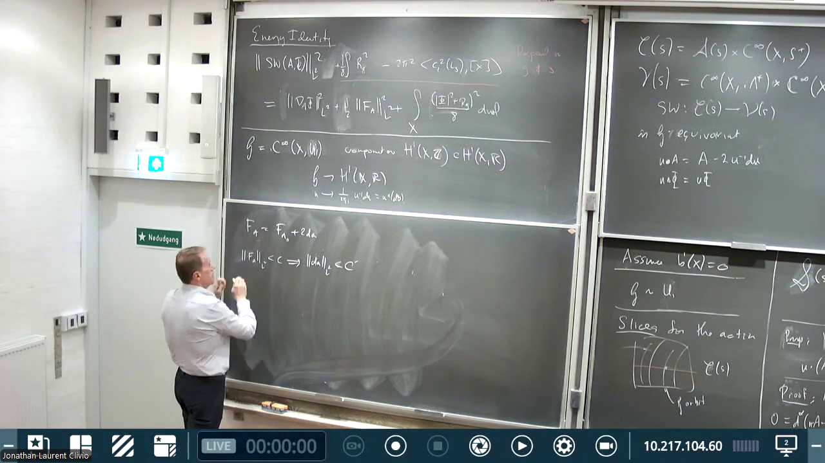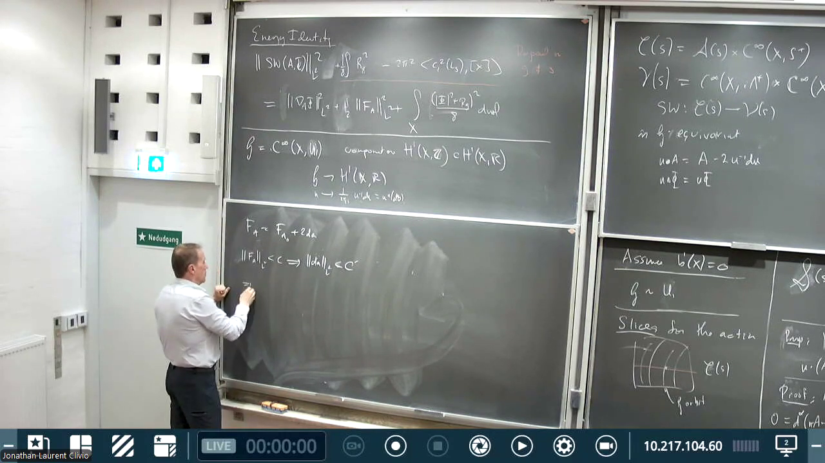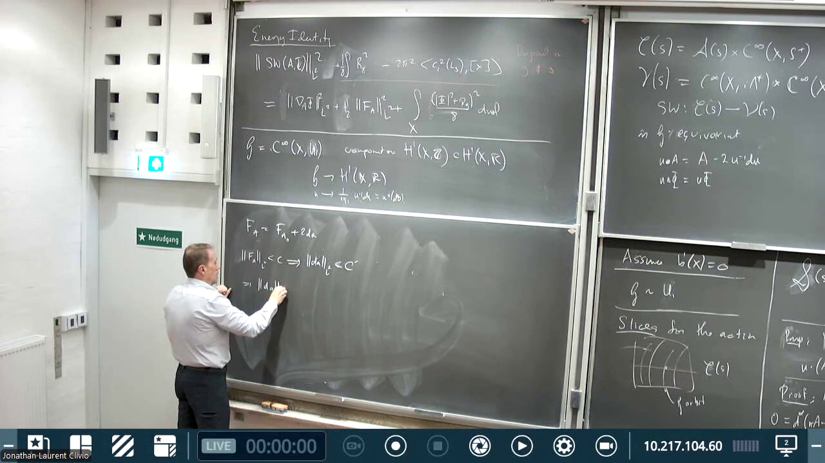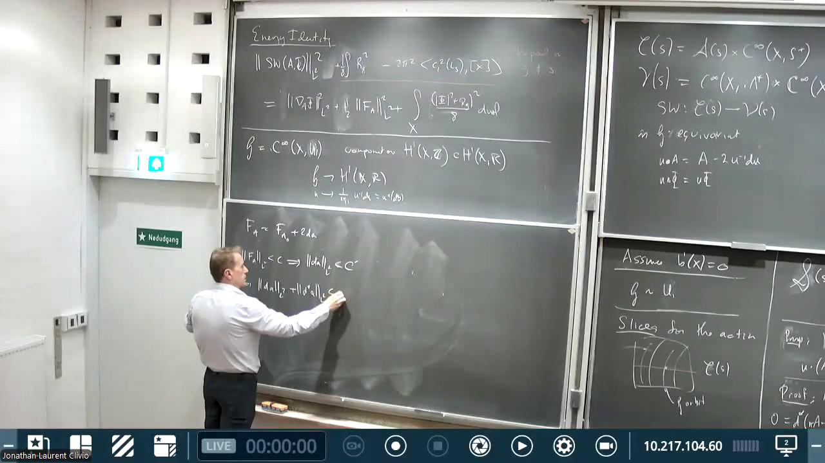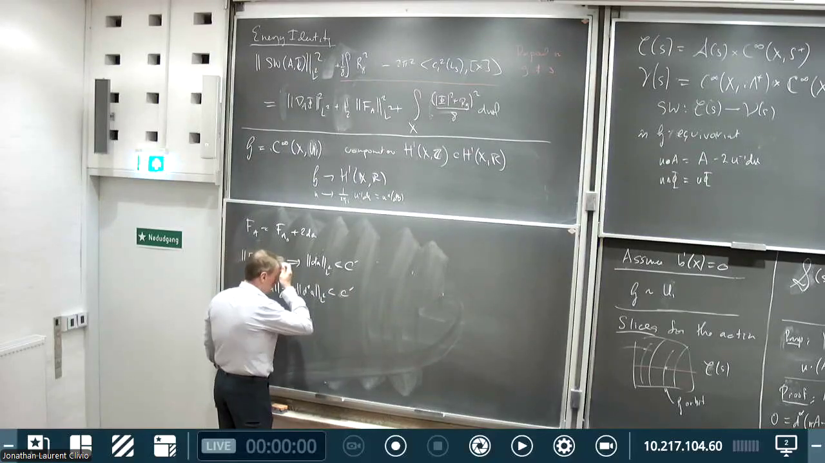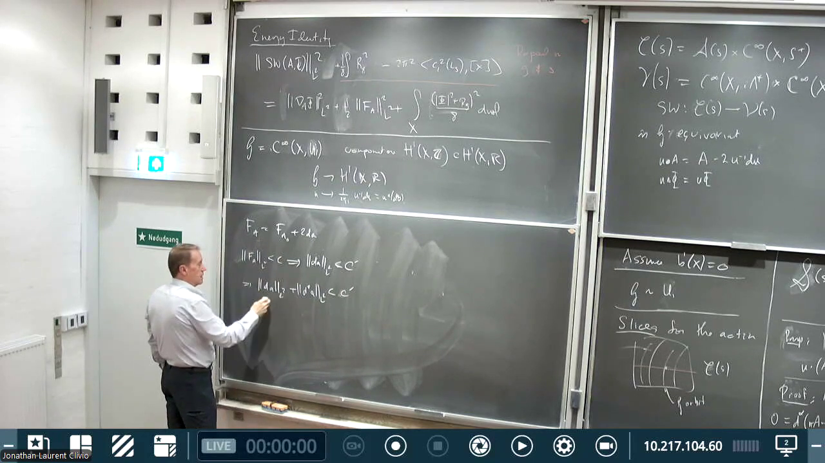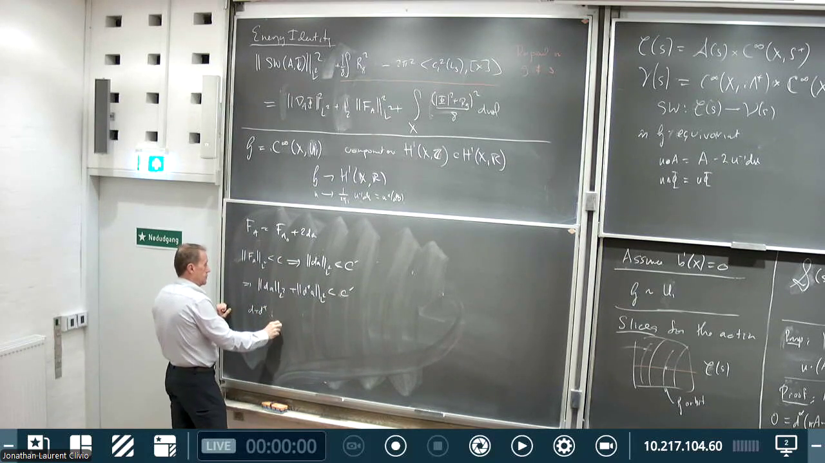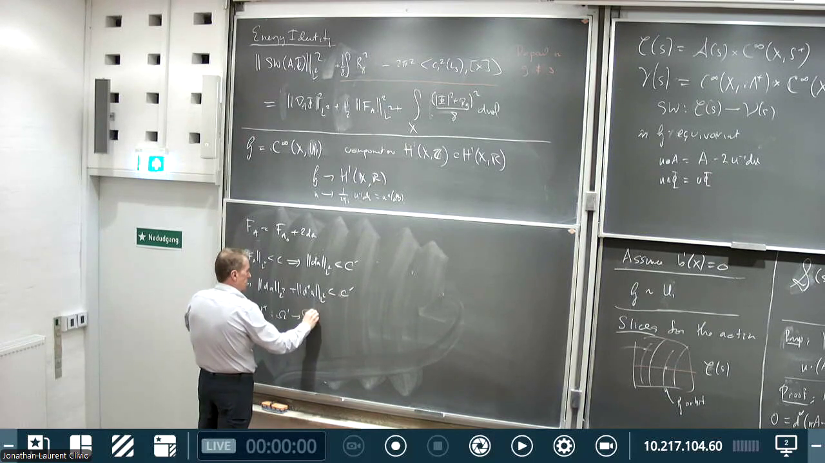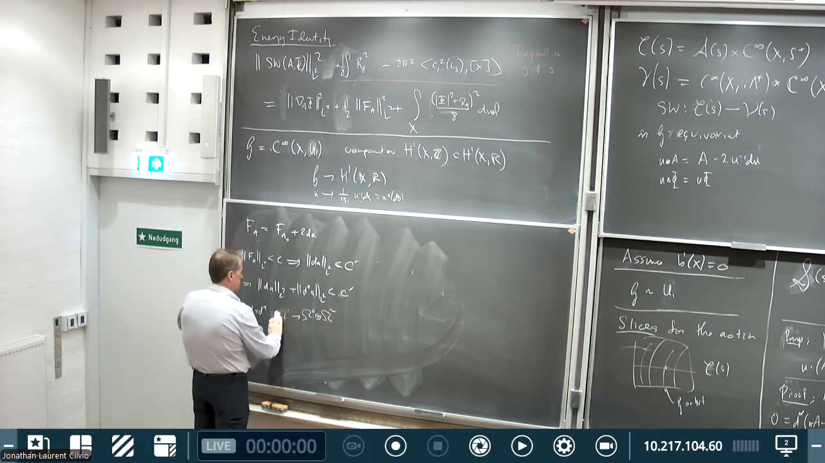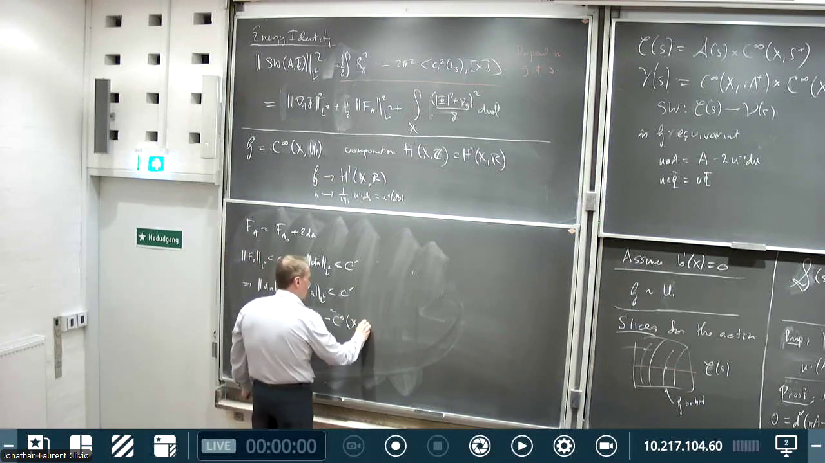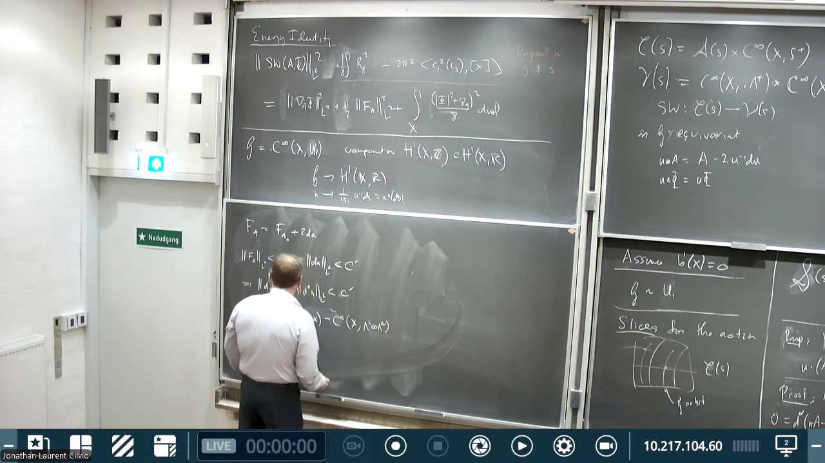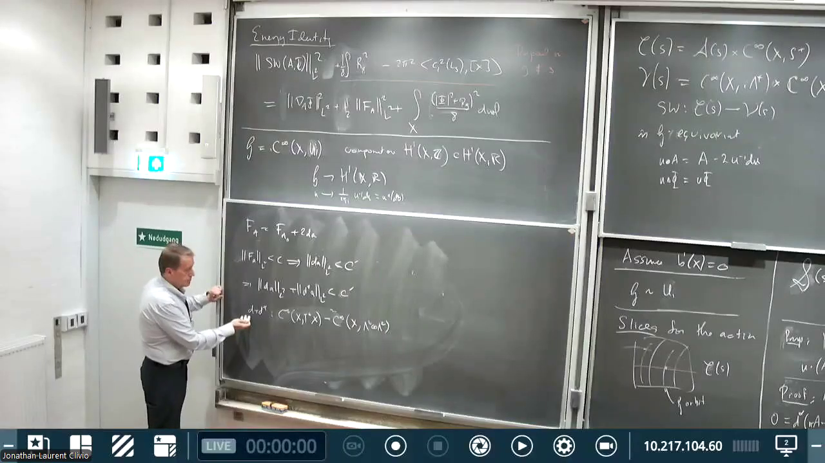So the constant is determined by this bound. And so what we have is that both of these are uniformly bounded. And well, D plus D star is, in one form, this is an elliptic operator.